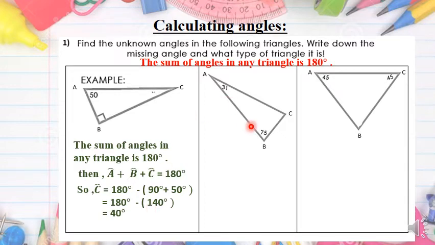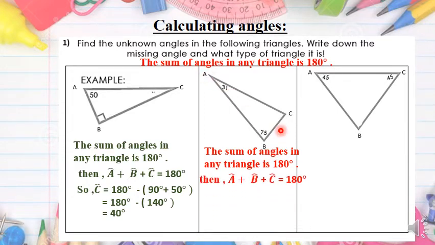Let's move to the second one. Similarly, we have to use the property that the sum of angles in any triangle is equal to 180 degrees. So to find the measure of angle C, we first say that angle A plus angle B plus angle C equals 180 degrees. So angle C is equal to 180 degrees minus (angle A plus angle B). 180 degrees minus (31 plus 75), which is equal to 180 degrees minus 106 degrees. So angle C is equal to 74 degrees.